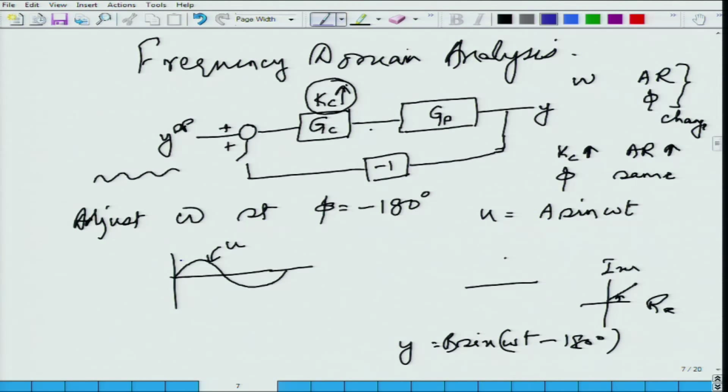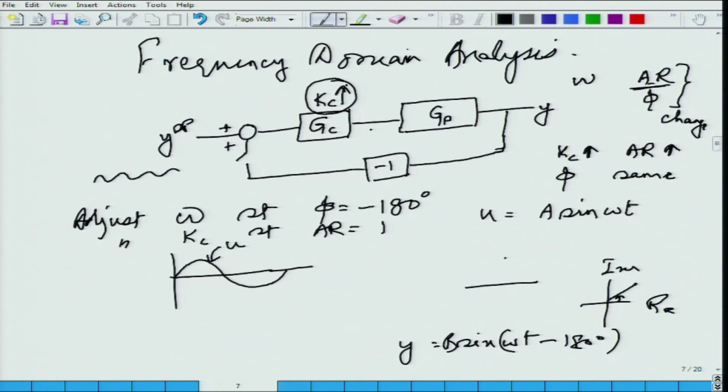Okay. One more thing. So, I just told you if you adjust Kc, you can get the amplitude ratio that you want. Whatever amplitude ratio you want, you can get without affecting the phase. Okay. That being the case, let us say I adjust the omega to get a phase shift of minus 180 degree, and I adjust Kc such that amplitude ratio is equal to 1.